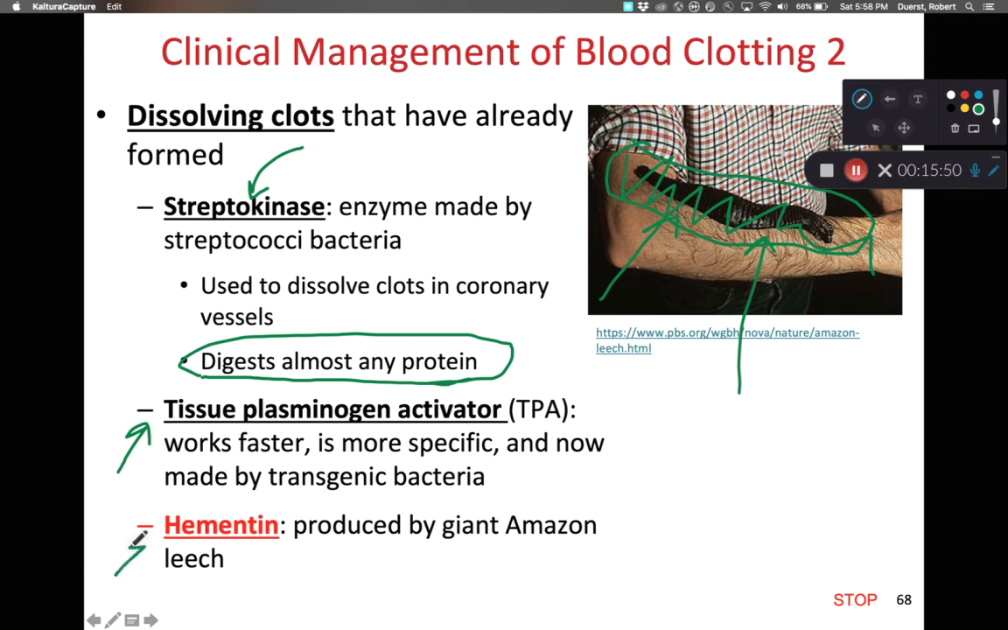We also could give somebody hematin. And hematin is a chemical compound. We have heme, as in hemoglobin, in the root word. It's a chemical compound produced by the giant Amazon leech that will dissolve the blood clots while that thing fills itself up.